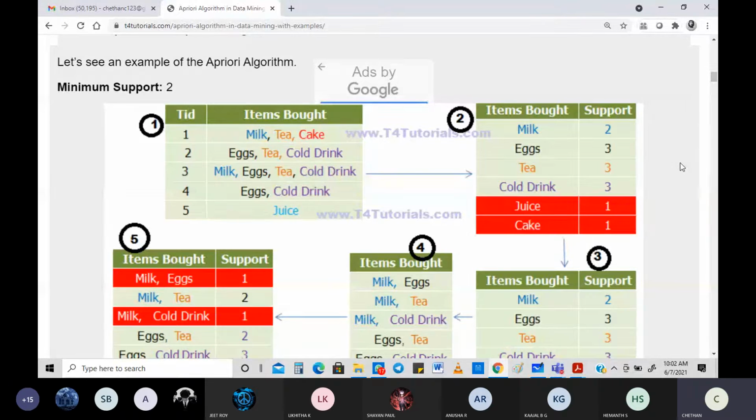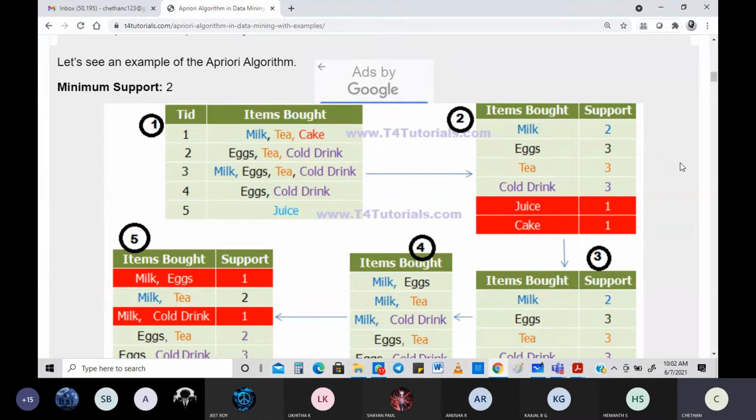So let's look into this. We are taking the minimum support as 2 here. Minimum support as 2, and what is our number of transactions? The number of transactions is 5. You have your milk, tea, cake, eggs, cold drink, and of course juice. I like this example because there's a coloring aspect to it.